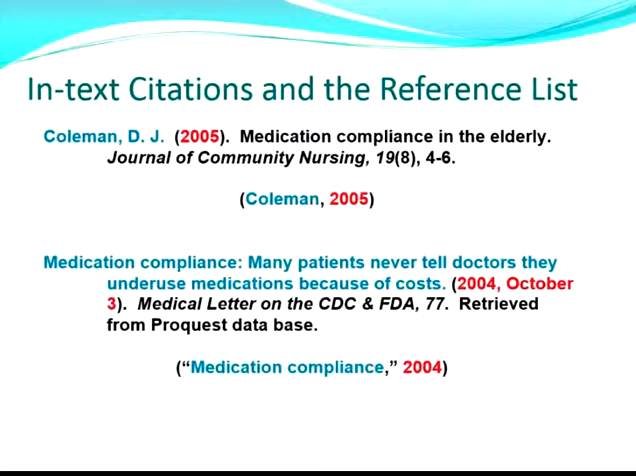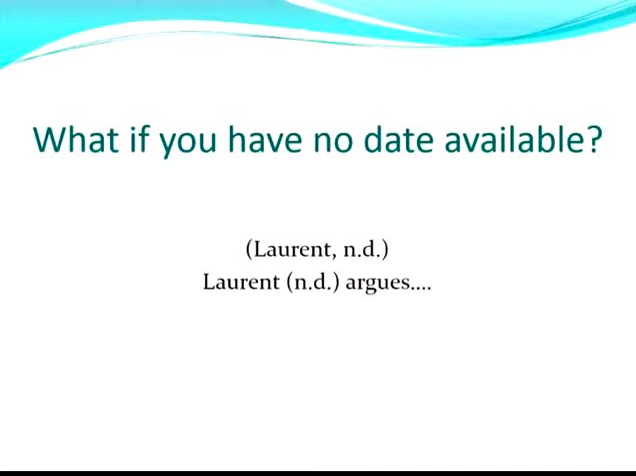So what do you do if you don't have a date? That's a pretty common question that students ask, and it's really an easy answer. If you have the N period, D period that shows no date on your reference page, you're going to just translate that same information into the in-text citation. So we have a parenthetical reference here with the author's last name and the date, and then I also have a signal phrase where we're actually introducing the author in the text, so we're just putting the date in parentheses.